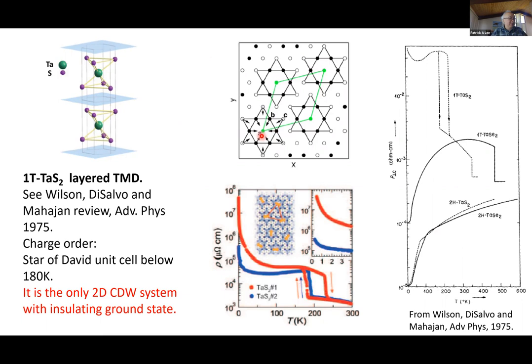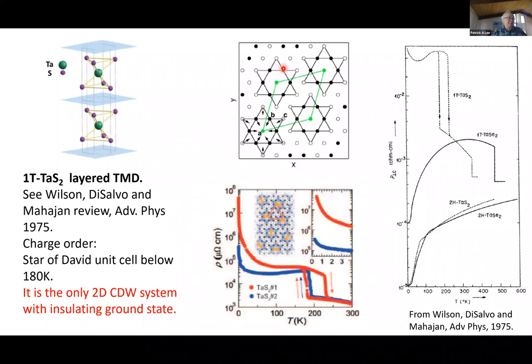And in fact, it's best to think of it as a collection of Stars of David. This is a Star of David with an up triangle and a down triangle. If you include the one in the middle, there are exactly 13 sites in the Star of David. Okay, and you can tile the lattice with the Star of David, forming another triangle. So this charge order is in fact a triangular lattice of Stars of David. That's the easiest way to think about it. Right, so we can think of each Star of David as a cluster.